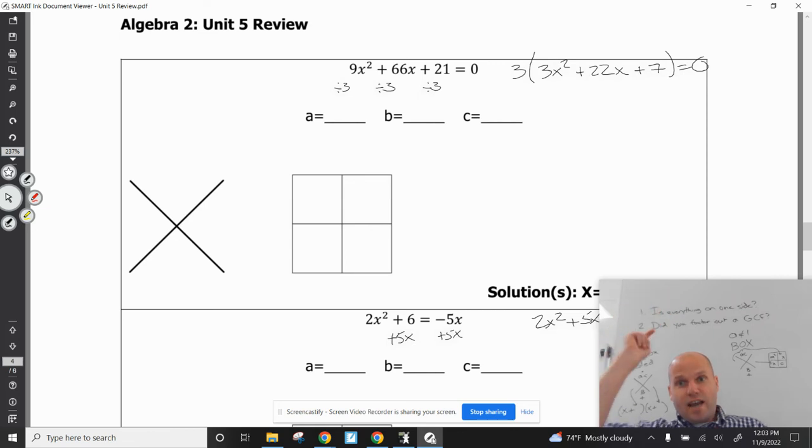Everything's on one side. A greatest common factor is factored out. Guys, this is so important. Is everything on one side? Did you factor out a greatest common factor? If you don't do that, it's going to be really tough, and then you're going to get all frustrated because you're like, what happened? I don't know what I'm doing. It's like, no, you just forgot 2 key steps.